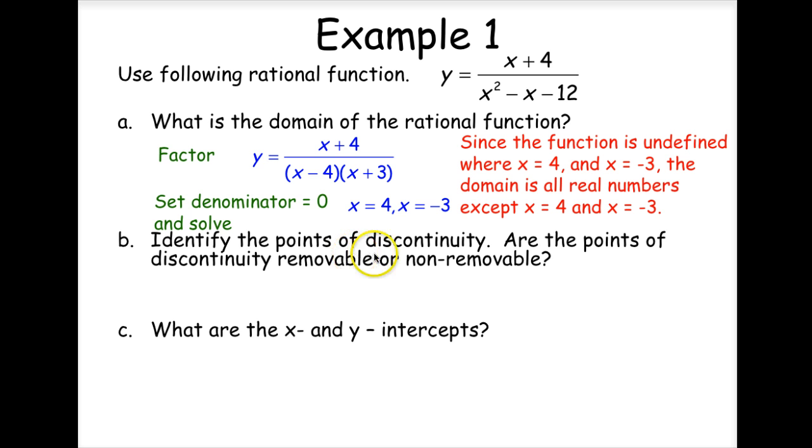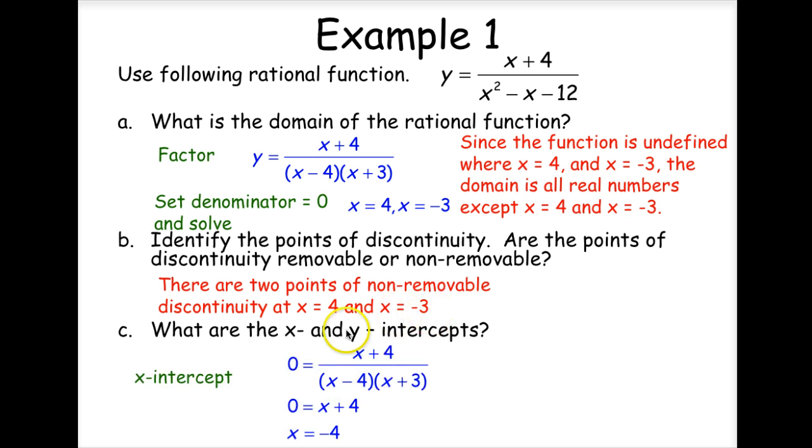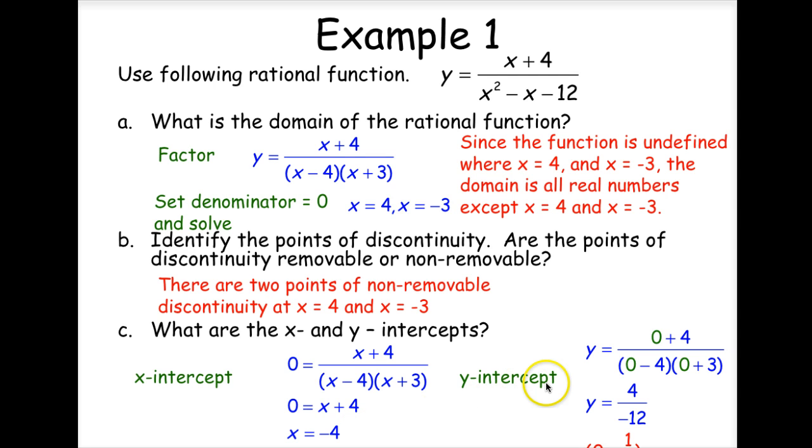Now let's look to find any points of discontinuity and if they're removable or non-removable. Well, since neither one of these are a factor of the numerator, there are 2 points of non-removable discontinuity at x equal 4 and x equal negative 3. To find the x-intercept, we're going to set the numerator equal to 0 and solve. And to find the y-intercept, we substitute in a 0 for the x. So we discover that our y-intercept is at 0, negative 1/3, and our x-intercept is at negative 4, 0.